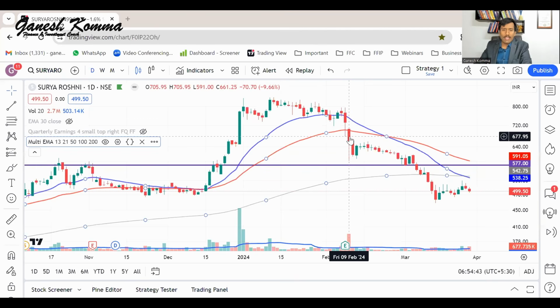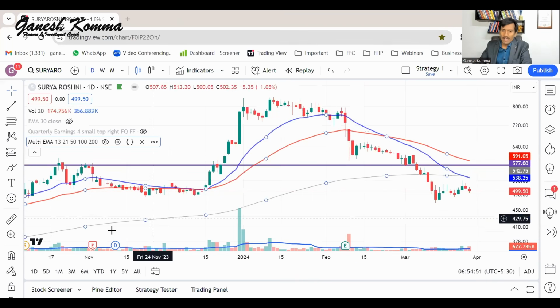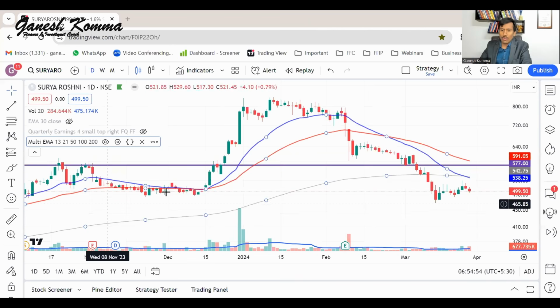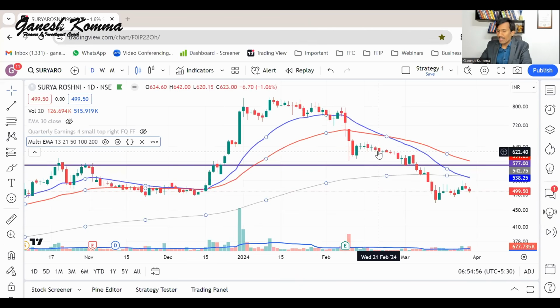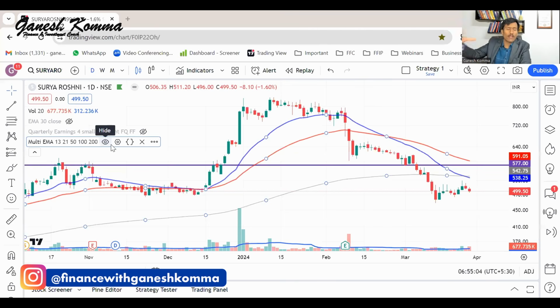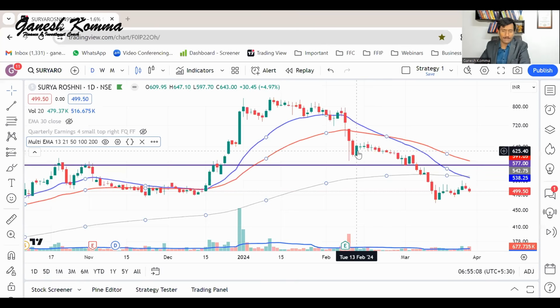Even on 9th February, moving below your EMA 50, it is picking up more weakness, right? If you load your EMA 100 and it is moving below it, so there are signs of weakness. If you are keeping Surya Roshni for short term or swing trading or momentum investing, that is an indication for you to reduce your exposure.